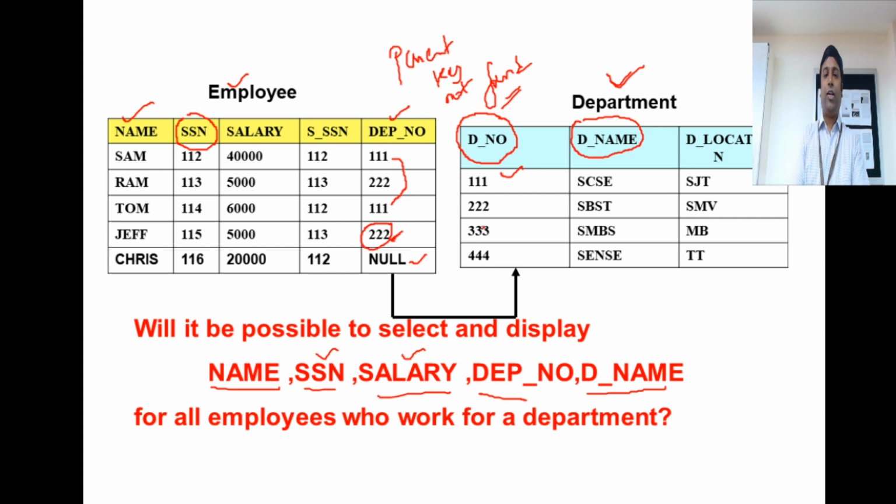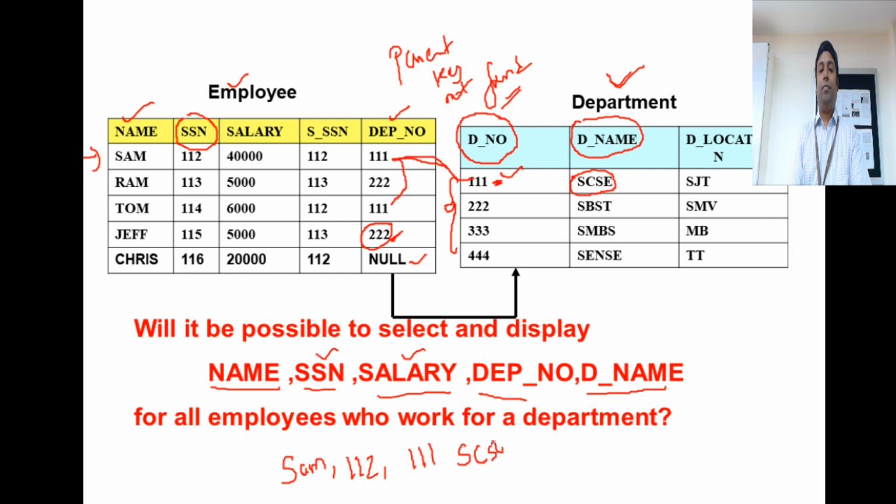So what should be the actual output? Say if I take this record, what should be the output? I want name is Sam, SSN is 112, and what is the department number Sam is working for? 111. And how will you find the department name corresponding to 111? You'll go to this table, search for 111, where it is. And when a match is found, okay, this 111 is equal to this 111, you're going to get the corresponding department name. So that will be given as the output.